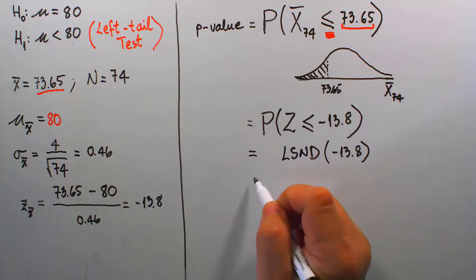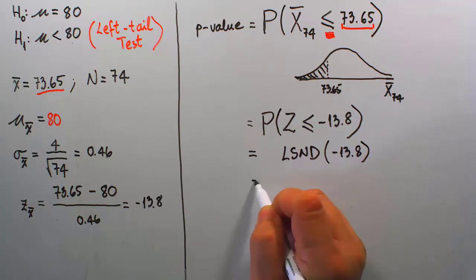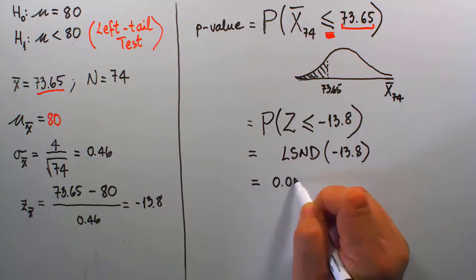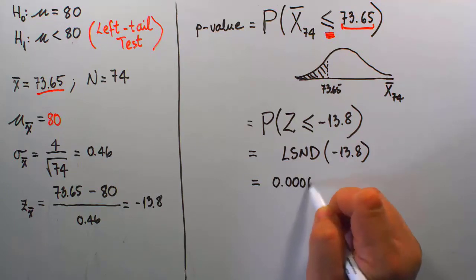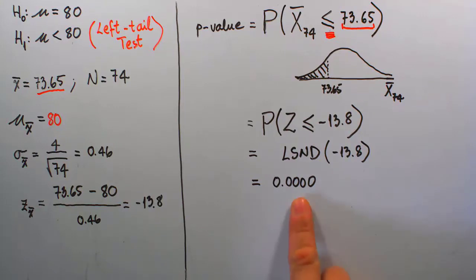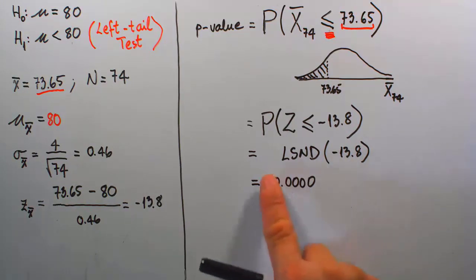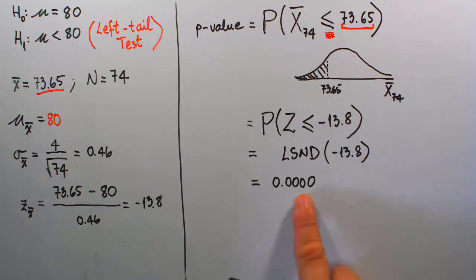And so our final p-value calculation comes out to be, in 4 decimals, 0.000. And again, unless specified otherwise, usually my final p-value is rounded to 4 decimal places.